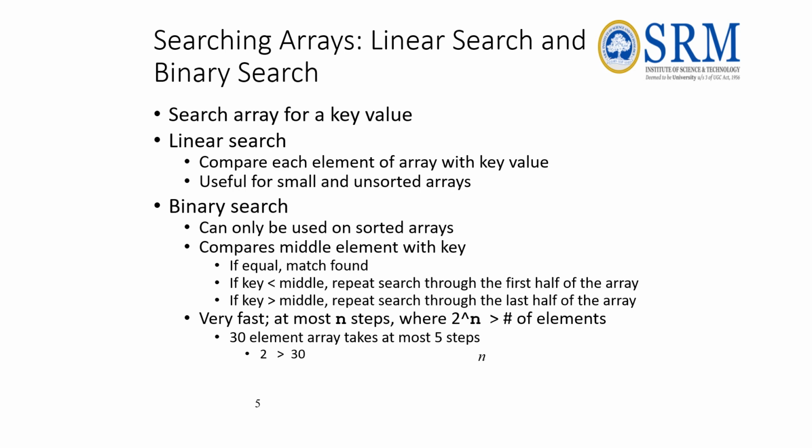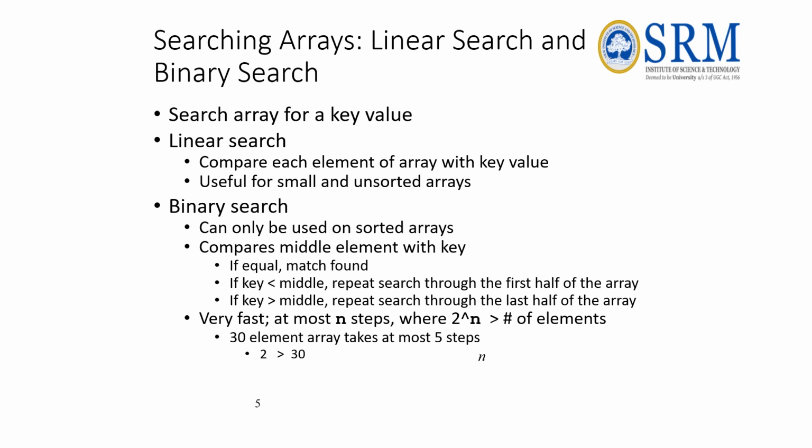There are two types of searching in an array, that is linear search and binary search. In linear search you are going to compare each element of the array with the key value, and it is useful for a small amount of values or unsorted arrays, whether you are searching with the address or the values. So you are going to use this linear search. Next is the binary search.